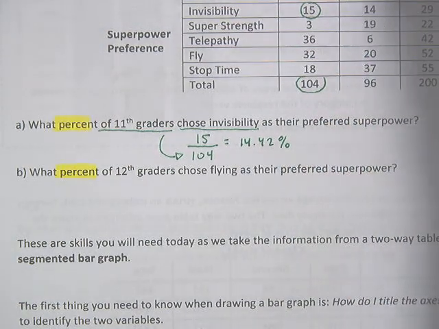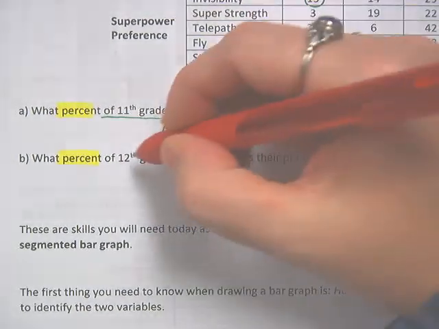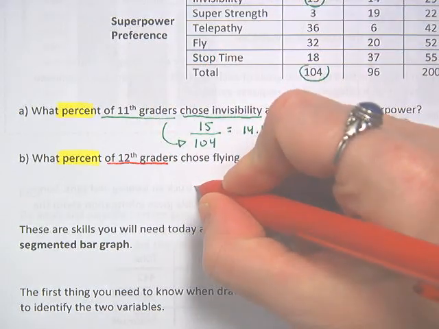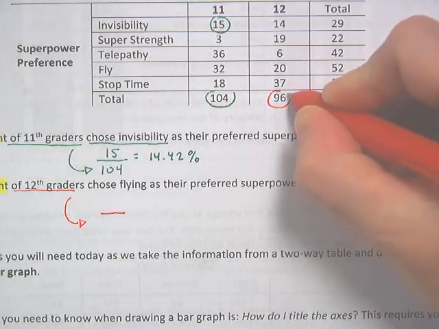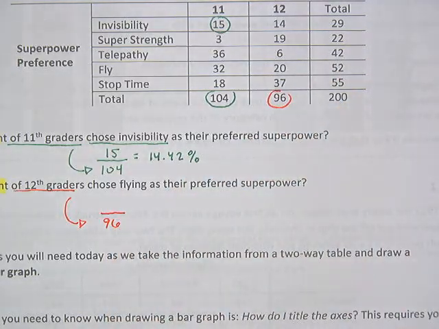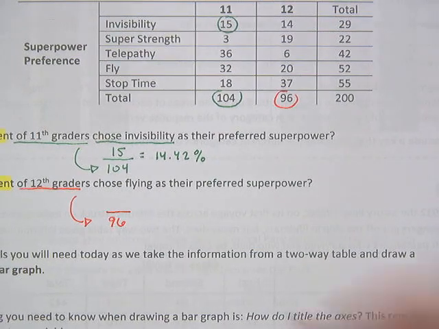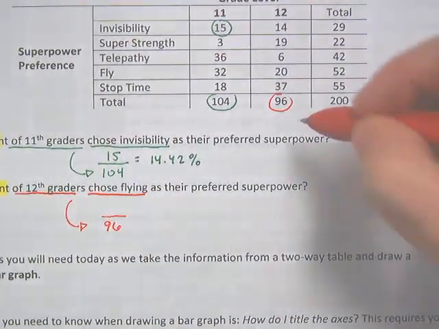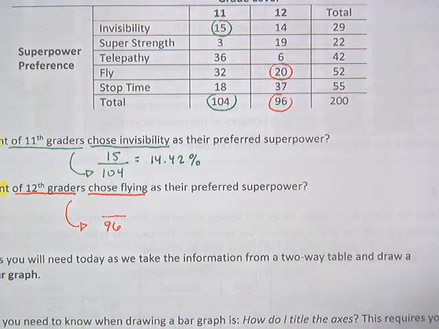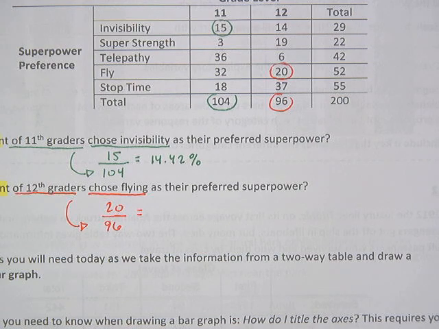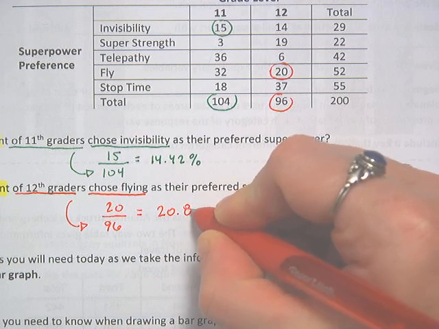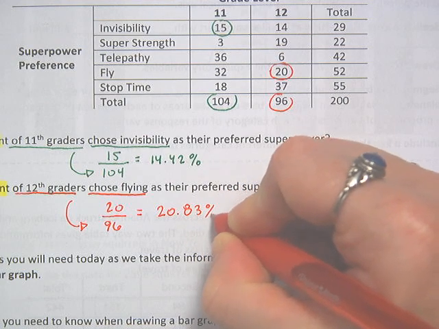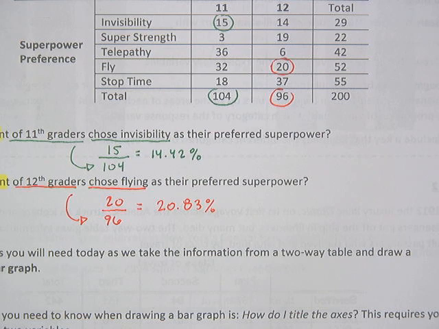And then I bet you can do B all on your own. What percent of 12th graders chose flying? When you think you've got it, just double check.